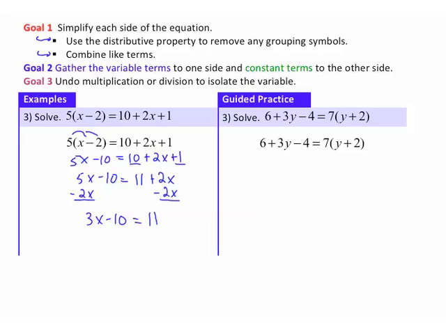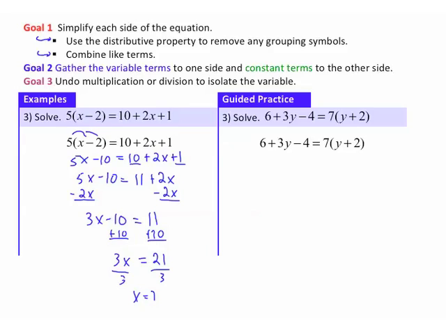The rest of goal 2 is to get the constant terms to the other side, so I need to get rid of that minus 10. So I would add 10 to both sides. And let's see, then I'll have 3x on the left, and 11 plus 10 is 21. And now finally I'm ready to go to goal 3, which is to undo any multiplication or division. I have 3 times x here, so I want to divide by 3. Divide by 3. I get x equals 7.